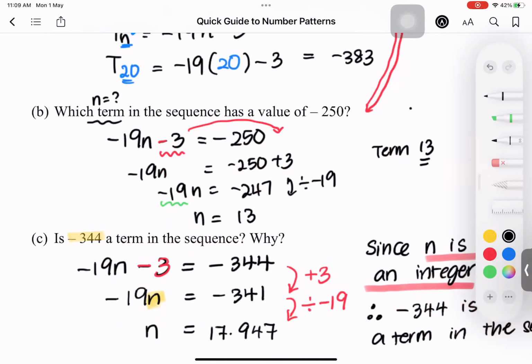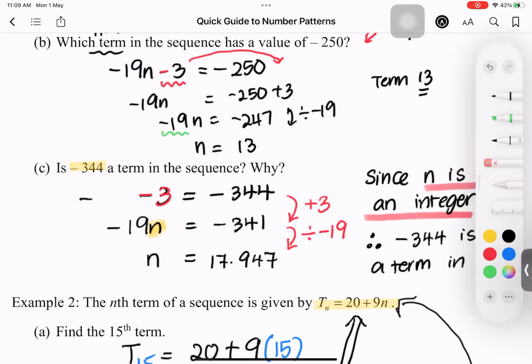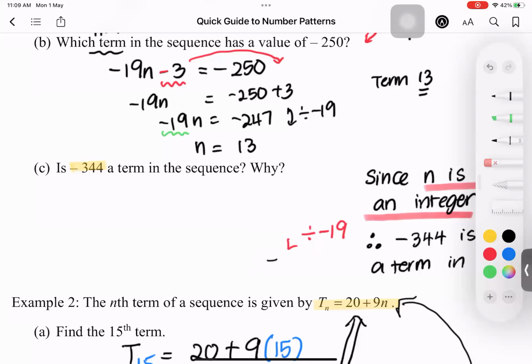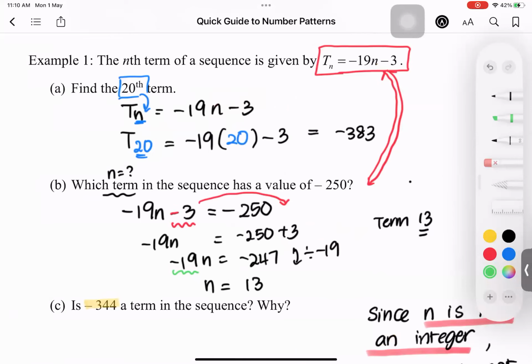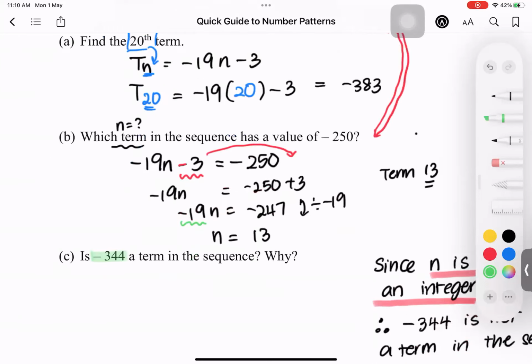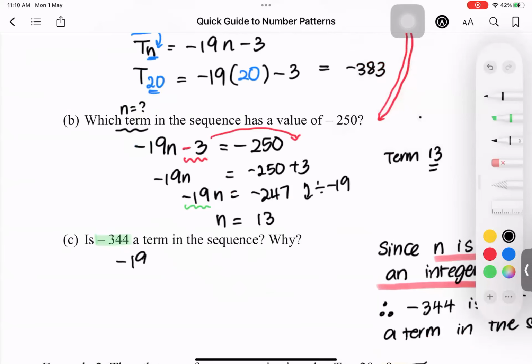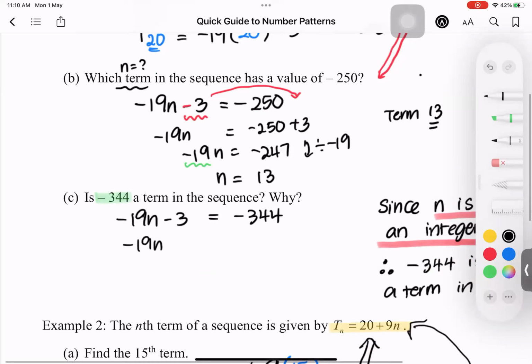Okay, then we continue. Next part, is this a term in the sequence? How do I know whether it is a term in the sequence or not? Again, I'm going to use my formula. They say any term in the sequence must follow this formula. So I'm going to equate it to this number over here. I take the whole formula, negative 19n minus 3, equal to negative 344. Then I want to solve for the value of n. Negative 19n as usual. This is minus 3, bring over will be plus 3.